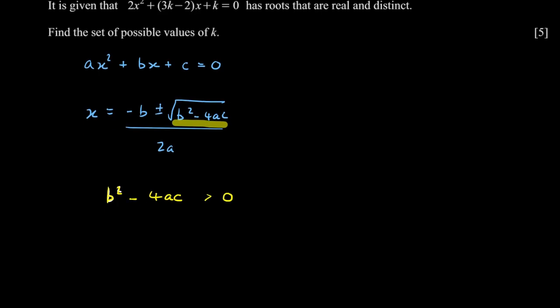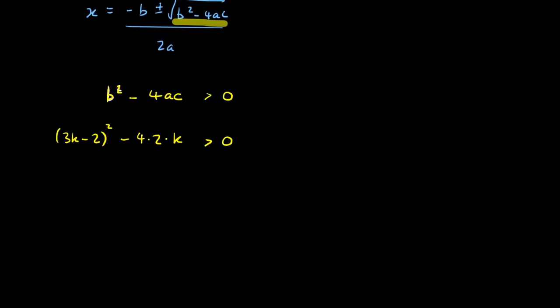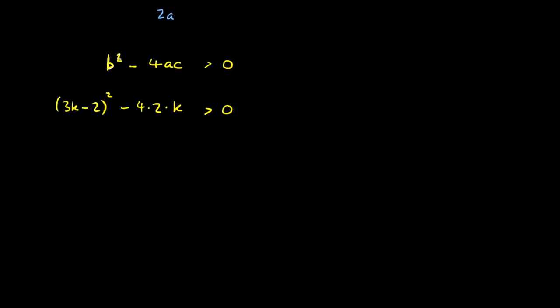And in this case, what is b? Well, the b is 3k minus 2. So we've got 3k minus 2 squared. What's our a? Our a is 2. And what's our c? Our c is k. So we require that this whole thing here is greater than 0. So now we're basically just going to get a quadratic and we can solve it.